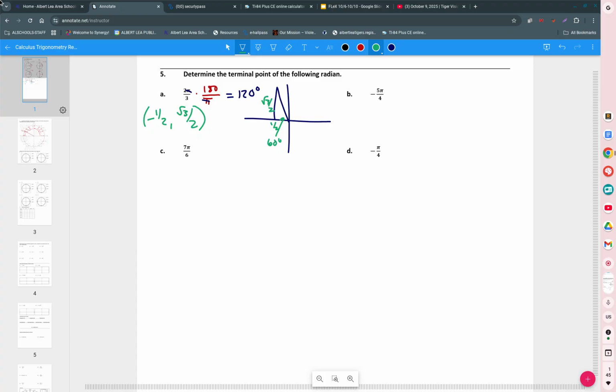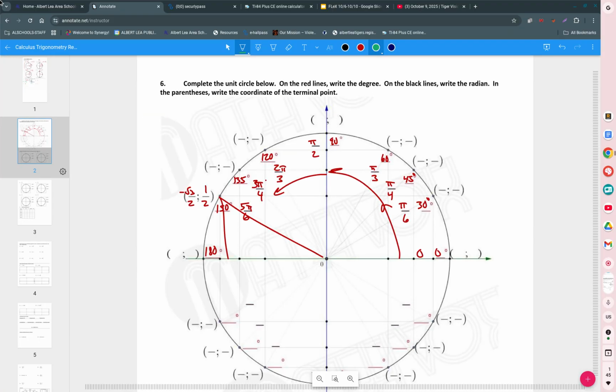We all good with that? Do you need to try another one? Are we okay? We're good. Okay, so you could fill out the circle if you needed to. We don't really need to. But what about this?